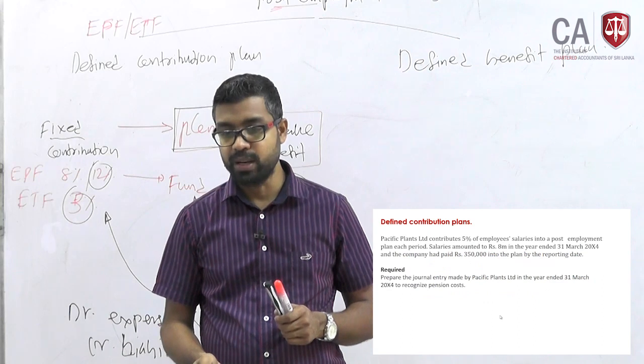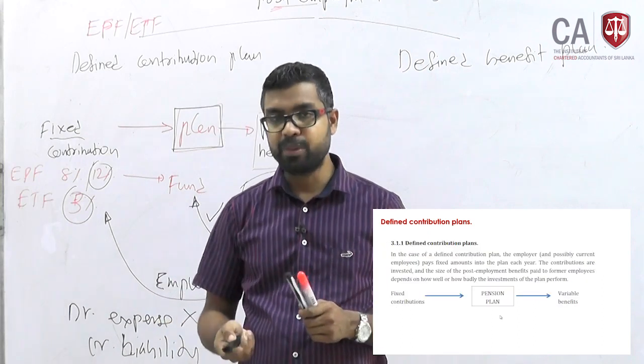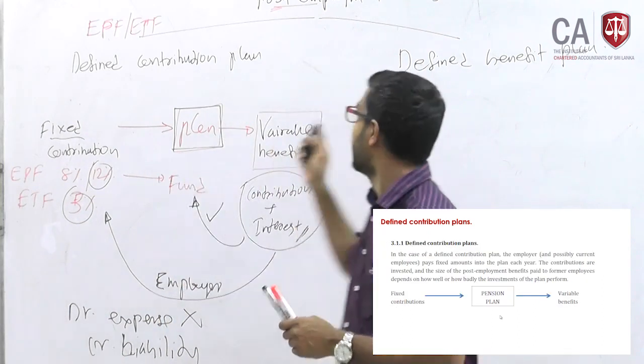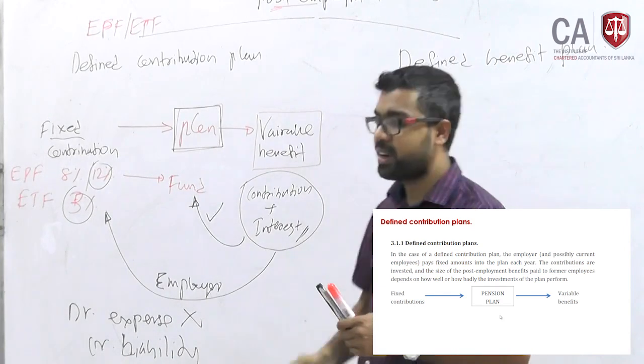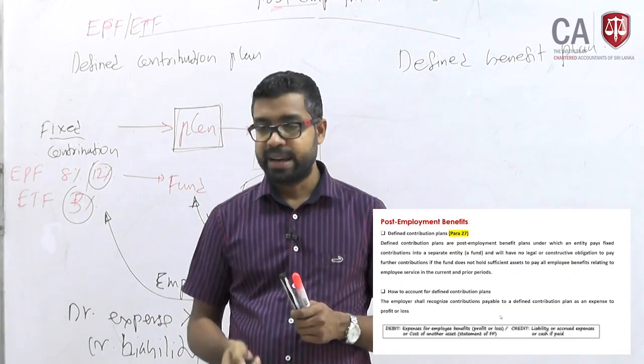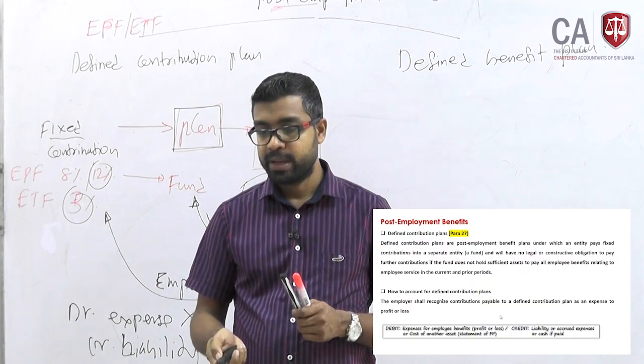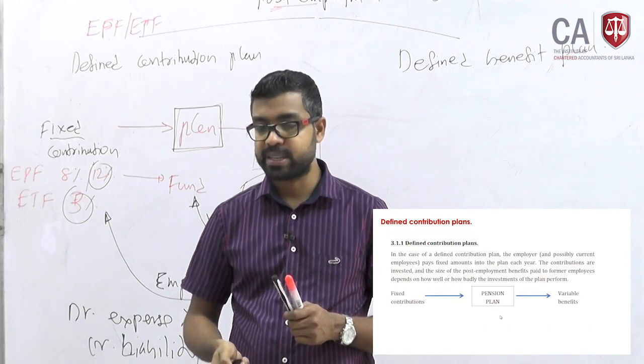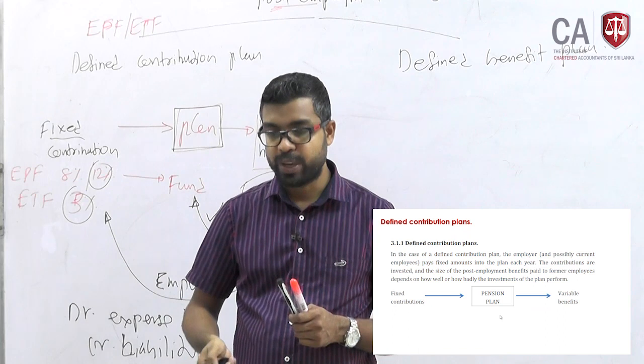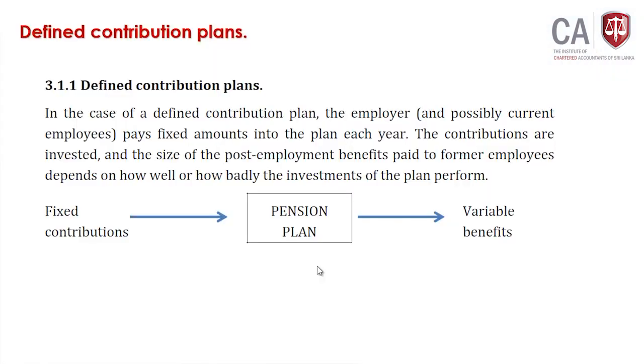Understanding that is also a little important. Look at this example before we come to the defined benefit plan. On defined contribution plan, there's an example, right? What is that example? On this slide, defined contribution: it's a fixed contribution to a pension plan and you will receive a variable benefit that depends on the performance of the plan, right? Fine.